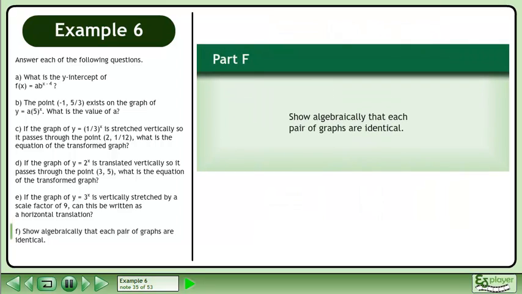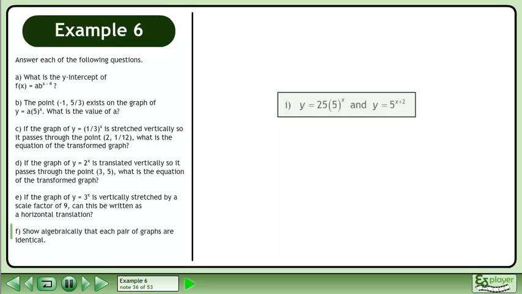Now we'll move on to part F. Show algebraically that each pair of graphs are identical. In part 1, show that y equals 25 times 5 to the x and y equals 5 to the x plus 2 are equivalent. Rewrite 25 as 5 squared. Multiply the powers by adding the exponents. This gives us 5 to the x plus 2, which is the same as the second function.